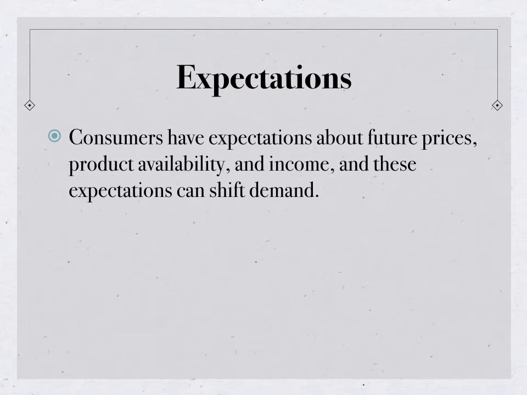The fourth one is expectations. If I expect something to happen about future prices, product availability, and income, these can shift demand. So when is the best time to buy, for example, a swimsuit? Well, the best time is now because I expect the prices to be cheaper. So demand is low now, so I'm buying a swimsuit. This is a tricky one. We'll talk about it more in person.